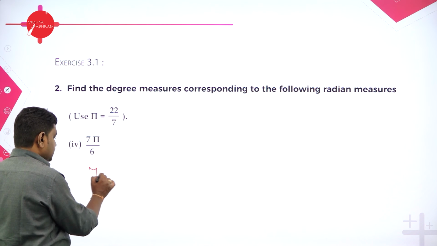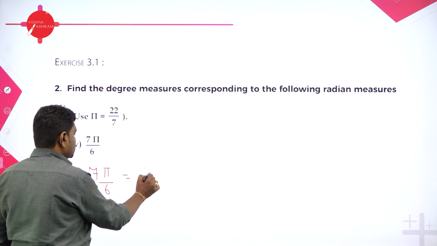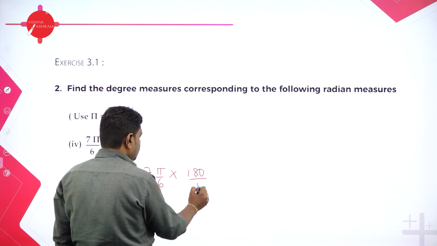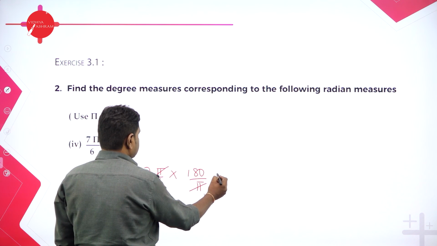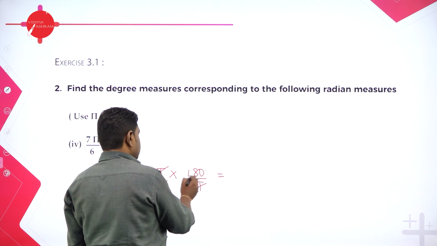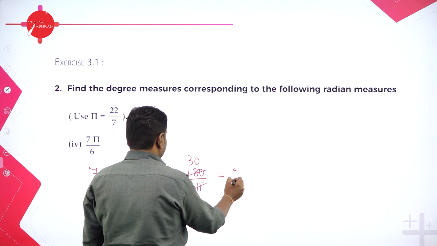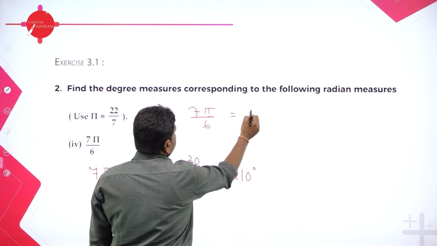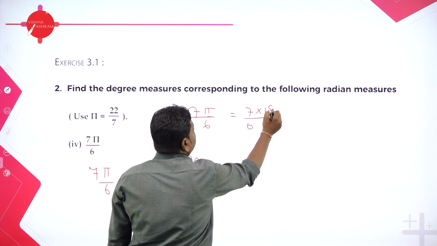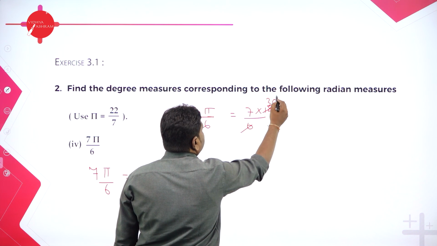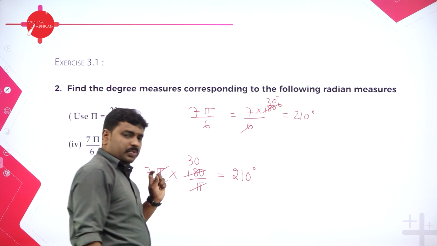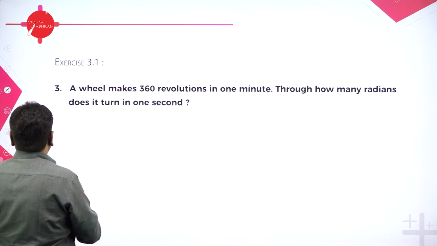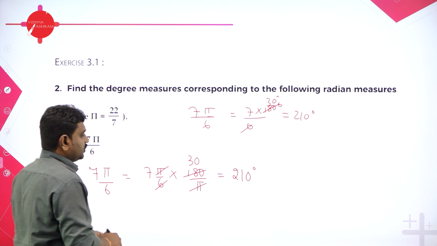Now 7 pi by 6. 7 pi by 6 multiply what? 7 pi by 6 into 180 by pi. So pi cancels. You will get 6 ones are 6, 30s are 210 degrees. Or otherwise, you can also say 7 pi by 6 means just in the place of pi put the value of pi. What is pi? 180 degrees. So 6 ones are 6, 30s are 210 degrees. It will be faster. So whenever there is pi, in the place of pi, if you want degree, if you put 180 degree, it is better.